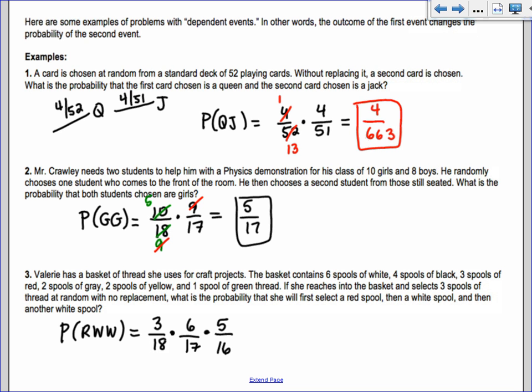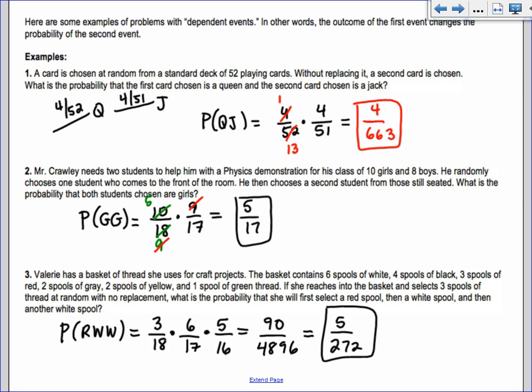And you can reduce, but I'm just going to let my calculator do it. So I'm going to do 3 times 6 times 5, so I'll have 90 over 18 times 17 times 16. So 4896. When I do 90 divided by that, remember you can always do math 1 to change it to a fraction. So I get 5 out of 272.